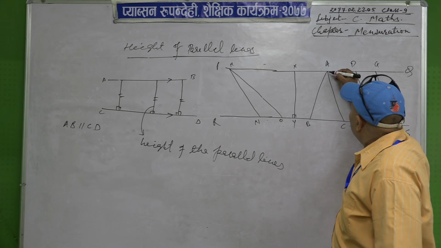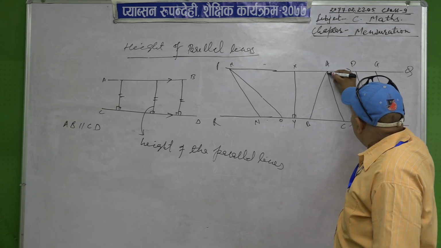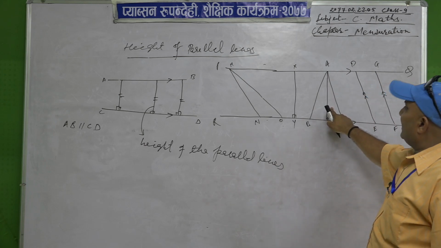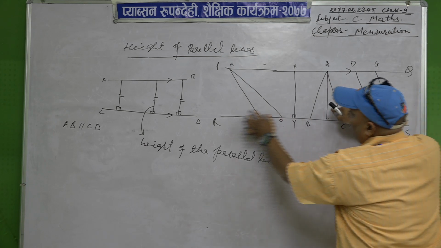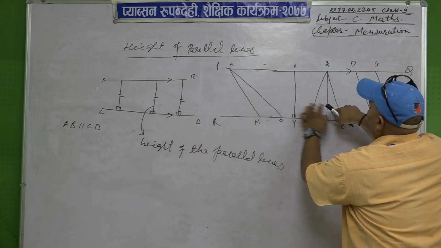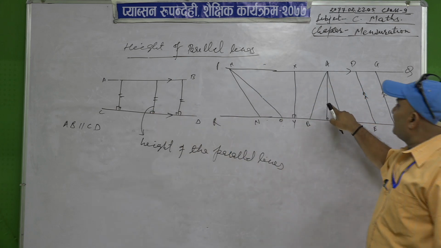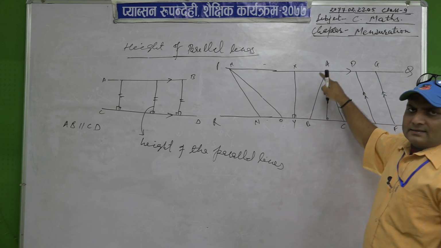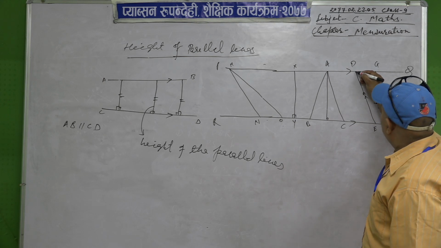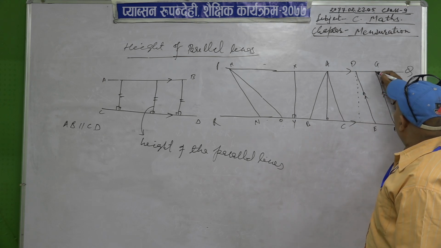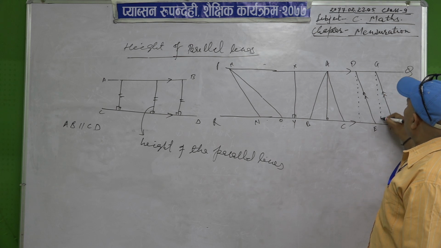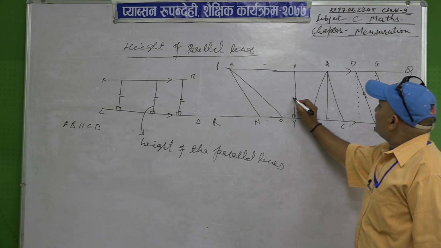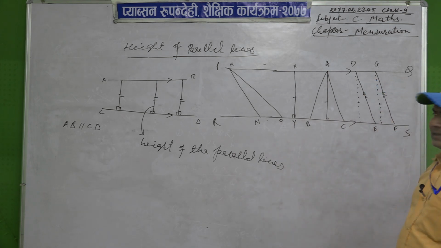Why? Because if we draw a perpendicular here, this will be the height of the triangle, and we know that these two perpendiculars are equal. When both are equal, then this line is the height of this triangle. Similarly, if we draw from here, this will be the height of the parallelogram, and all these are equal.